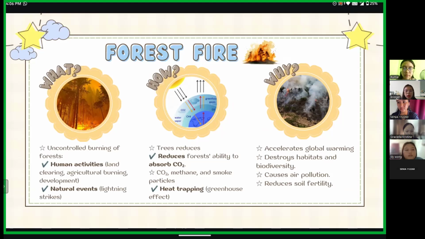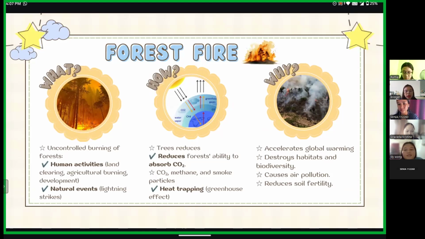So we can see that there are two types of activities that can cause these forest fires, one of which is caused by human activities. Human activities are one of the main causes of forest fires, such as land clearing for agriculture most of the time, as well as plantation development, construction projects, and careless disposal of cigarettes that can start fires. In some cases, farmers also use fire as a cheap method to clear their land. This can spark a fire and make it spread beyond the intended area.